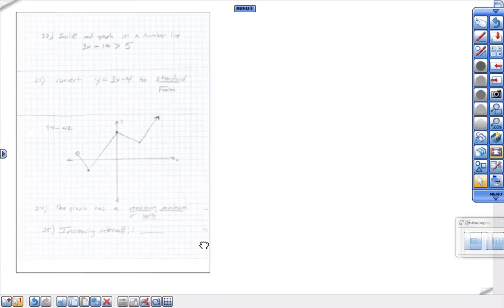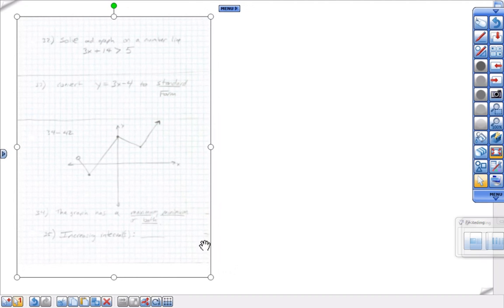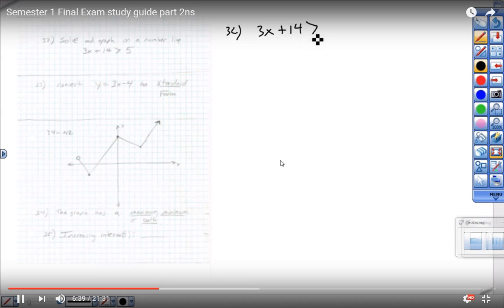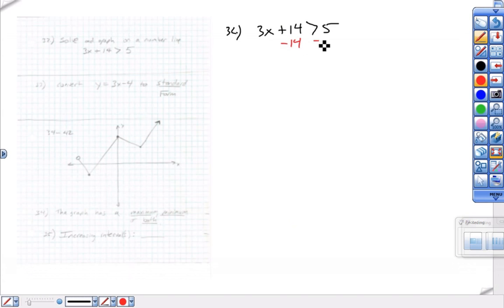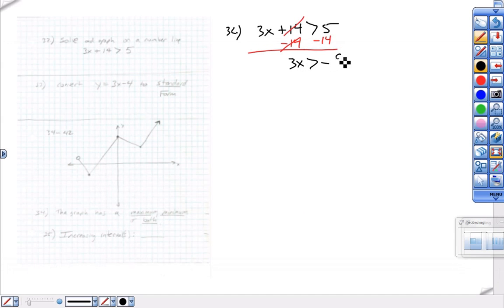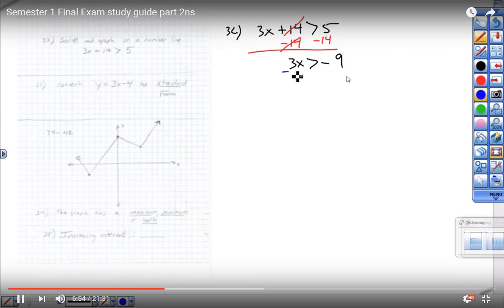For 32, for this one, I'm going to have you solve this and then graph it on a number line. So this one, 3x plus 14 greater than, more than 5. Less than is the inequality going the other way. That is more than. So for this, to solve, start by doing inverse operations. Get rid of that 14 by subtracting 14 on both sides. Bring down the 3x. 5 minus 14, be careful, is negative 9.